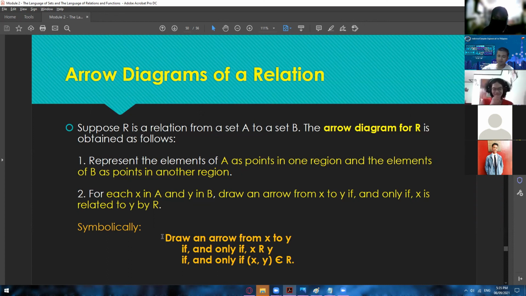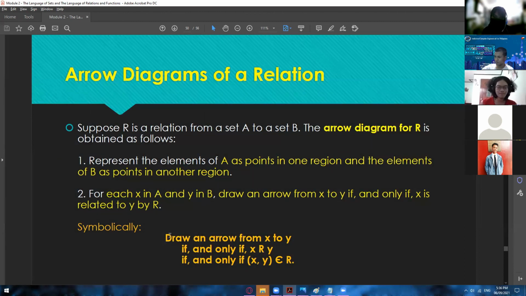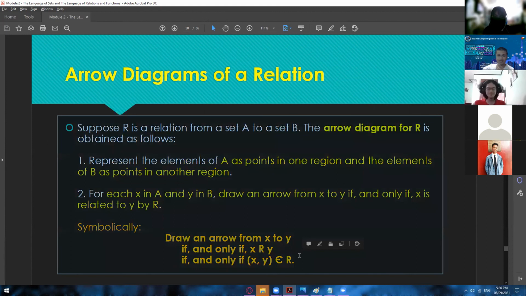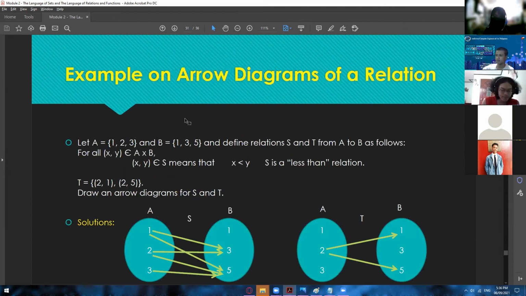Well, to make it simple, you can just base it on the symbolic form. Draw an arrow from X to Y. So the first element is X and the second element is Y. And you can only do that if and only if they are in relation with each other. So don't draw an arrow if they are not in relation with each other. Okay, so here's an example.